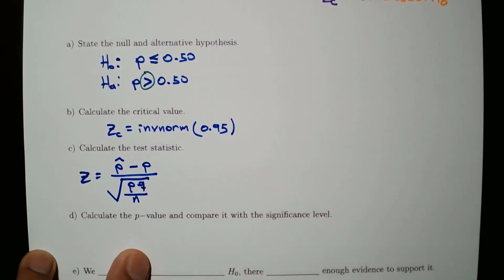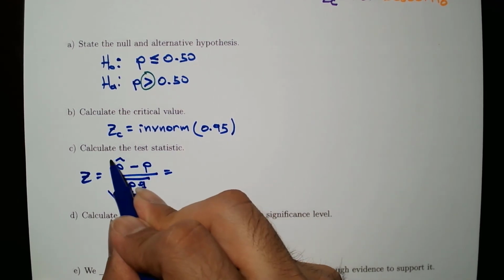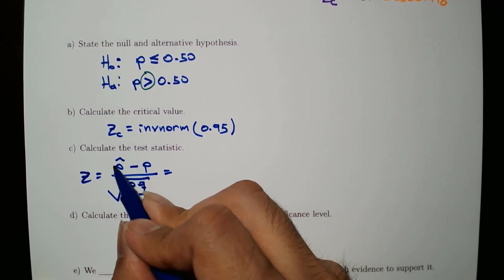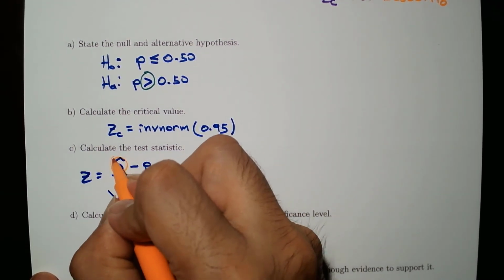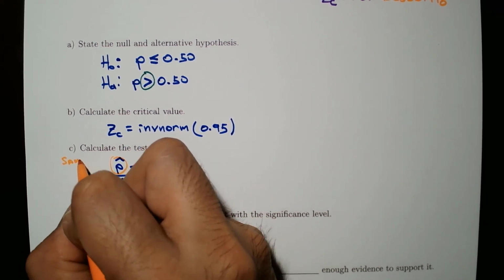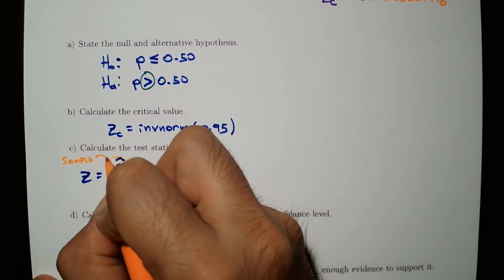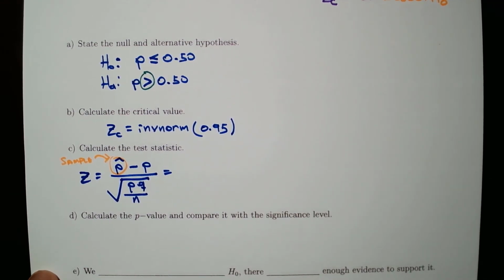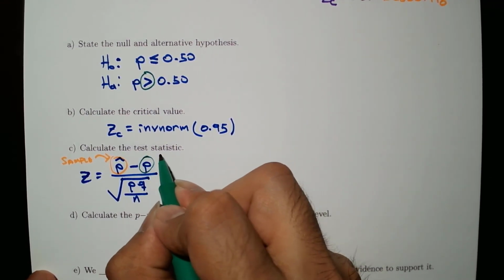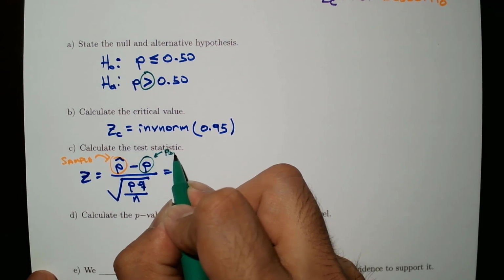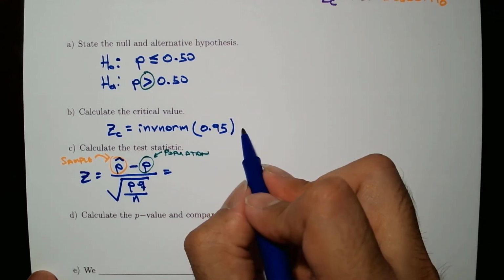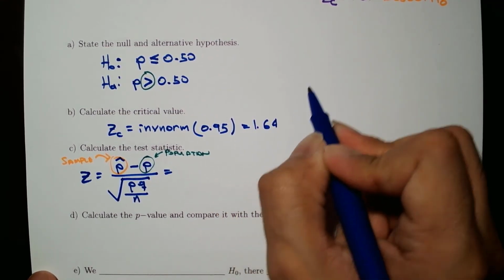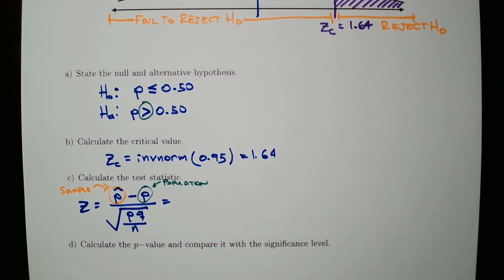All right, so let's write down numbers. P hat, that's from our sample. Okay, let's recall that this comes from the sample. And this guy comes from the population. And by the way, I didn't write this equal 1.64. Well, I had it over here. Okay, had it over here.